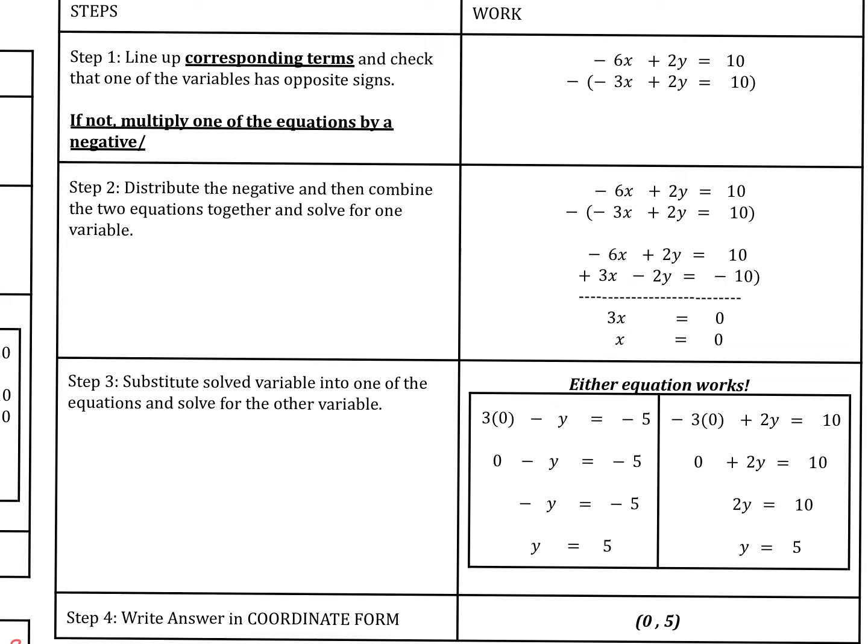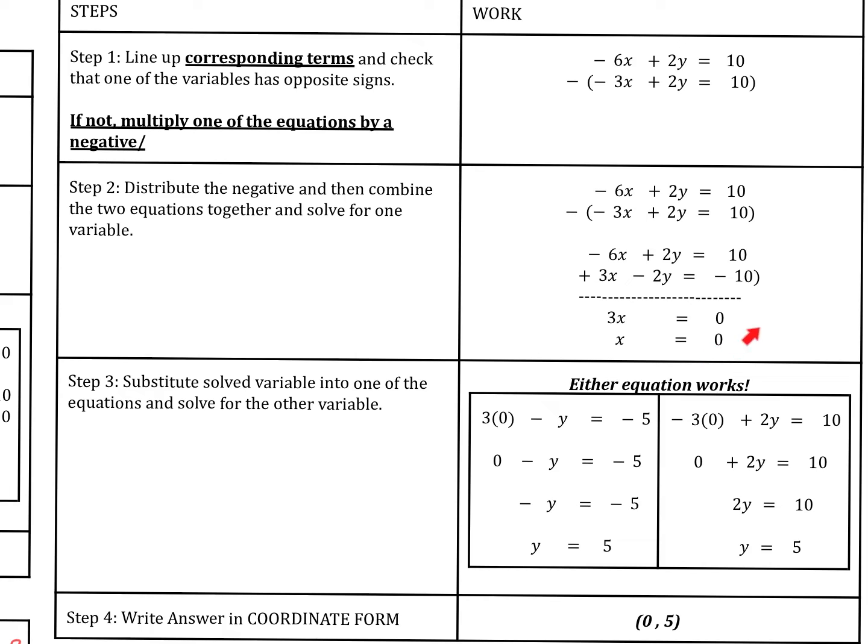For the next one, where you're going to make them the same or opposite, in this case 2y and 2y are the same but they are not opposite signs, so you multiply the bottom equation by negative so that it becomes positive 3x minus 2y equals negative 10. When you add, you get 3x equals 0. Divide by 3, you get 0.